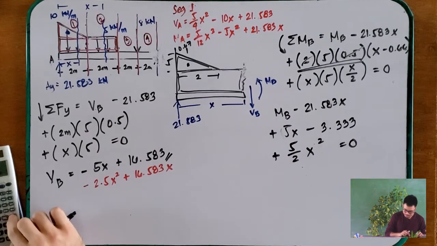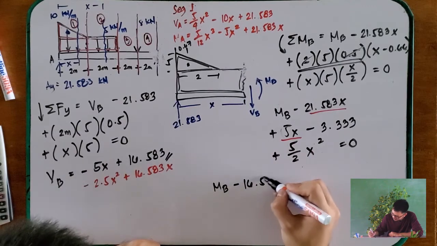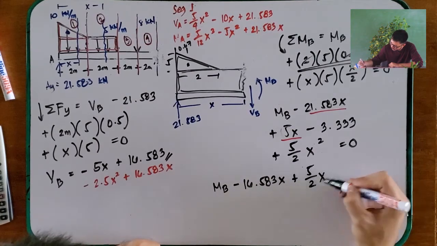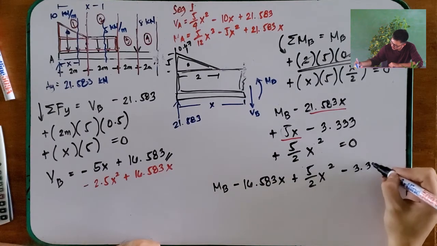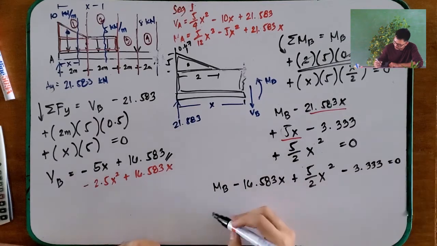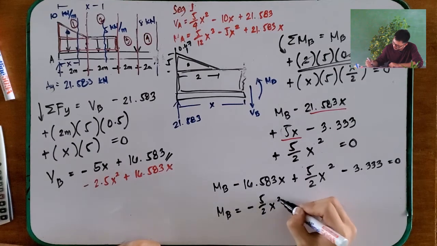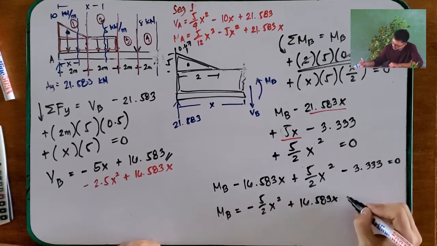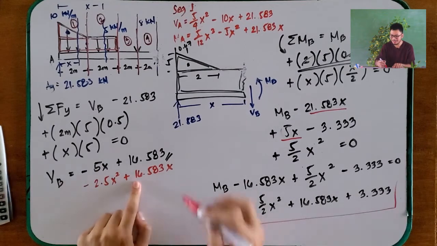Simplify this one further. MB minus 16.583x plus 5 over 2 x squared minus 3.333 equal to 0. Therefore, your MB is equal to negative 5 over 2 x squared plus 16.583x plus 3.333. Close enough. Okay, it is a constant.